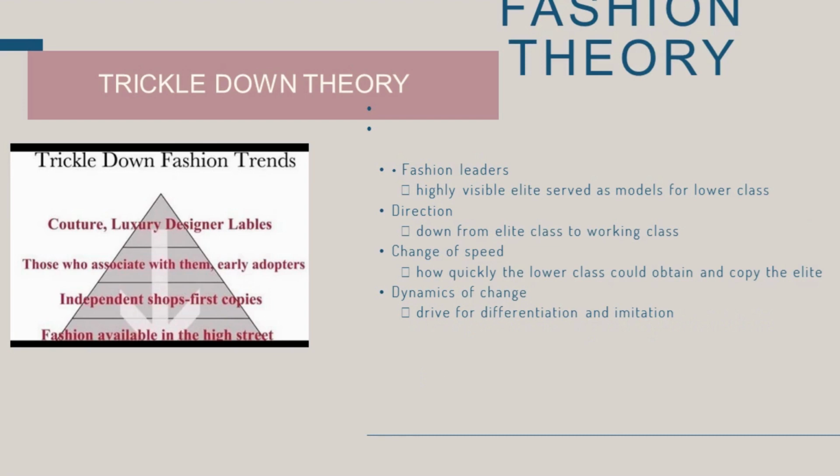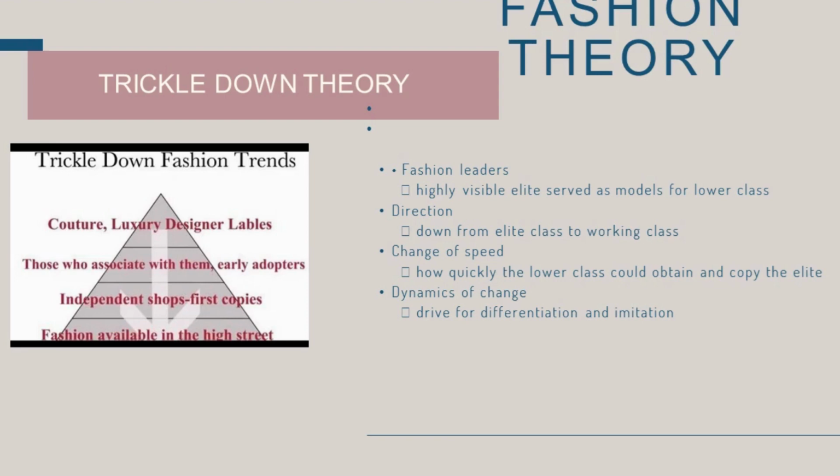Now, the trickle down theory points to certain terms like fashion leaders. There will be fashion leaders who are the highly visible elite and serve as models for the lower class. These people are the ones who adopt the fashion initially, and they will be the leaders of it. The direction is from the high socio-economic strata to the lower strata, down from the elite class to the working class. That is how the trickle down theory works.